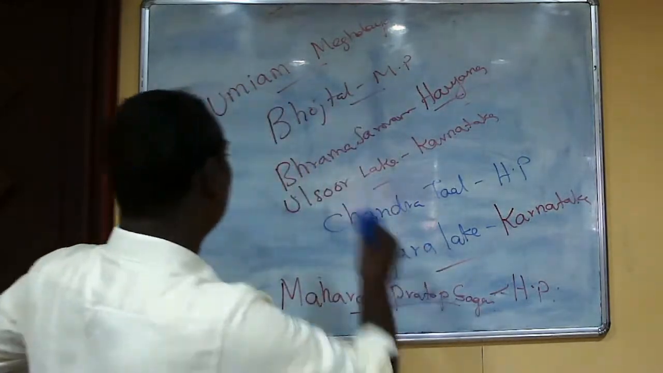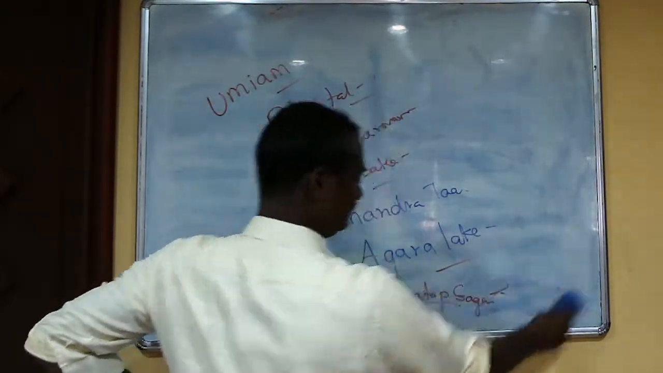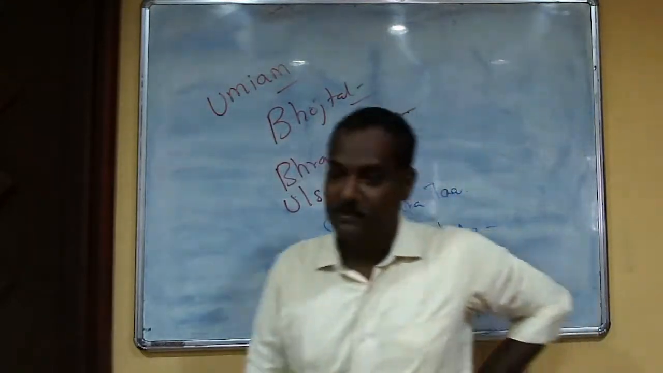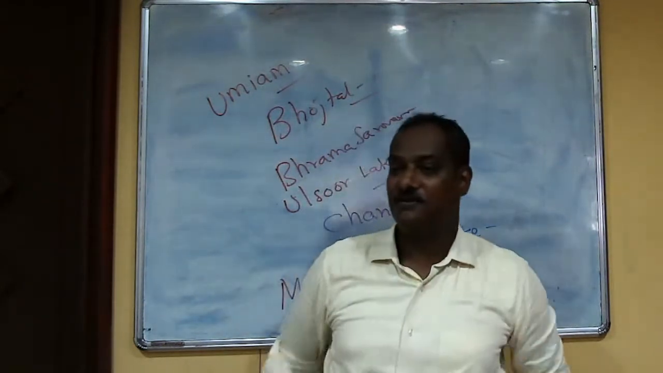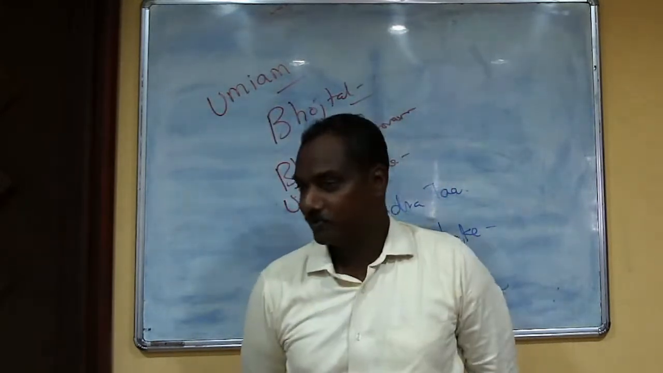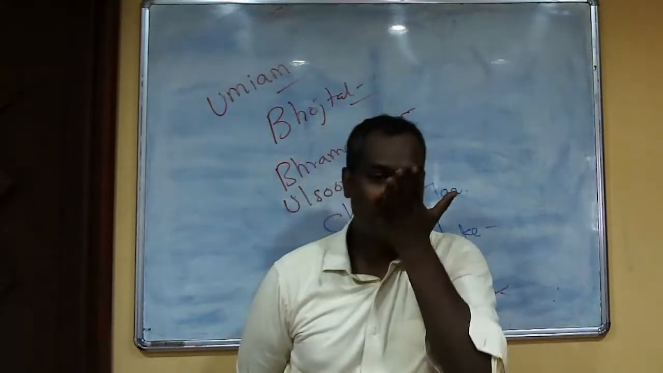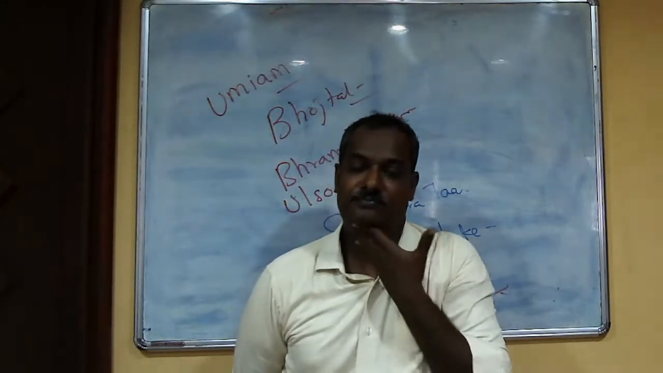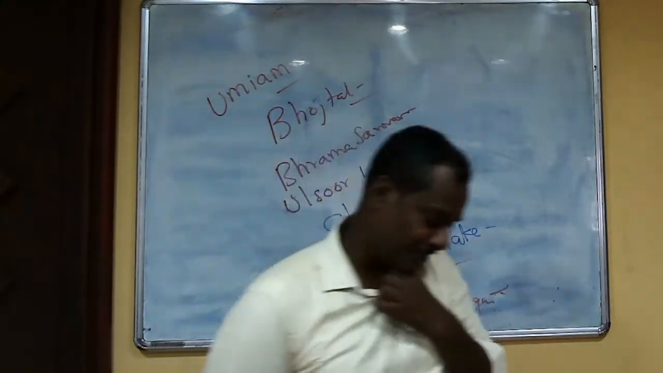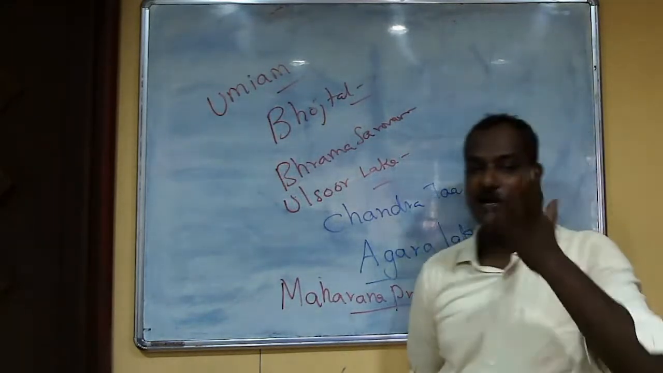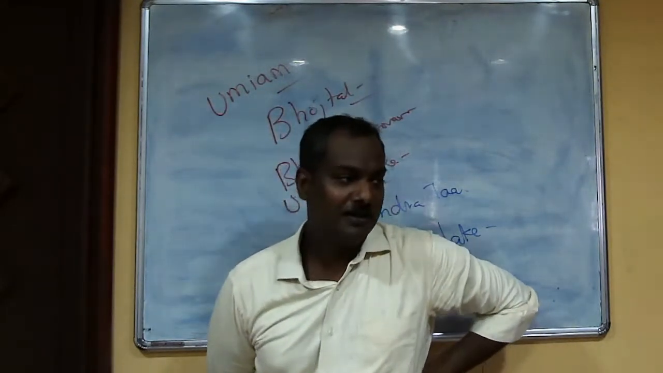Now shall we close your books, all of you? We'll check. Who will answer? Krishna Dev, where is Loktak Lake? Manipur. Very good. Agara Lake? Karnataka. Umiam Lake? Meghalaya. Which is the largest freshwater lake? Ular Lake. Where is it located? Jammu and Kashmir. Tell me the lakes in Ladakh.